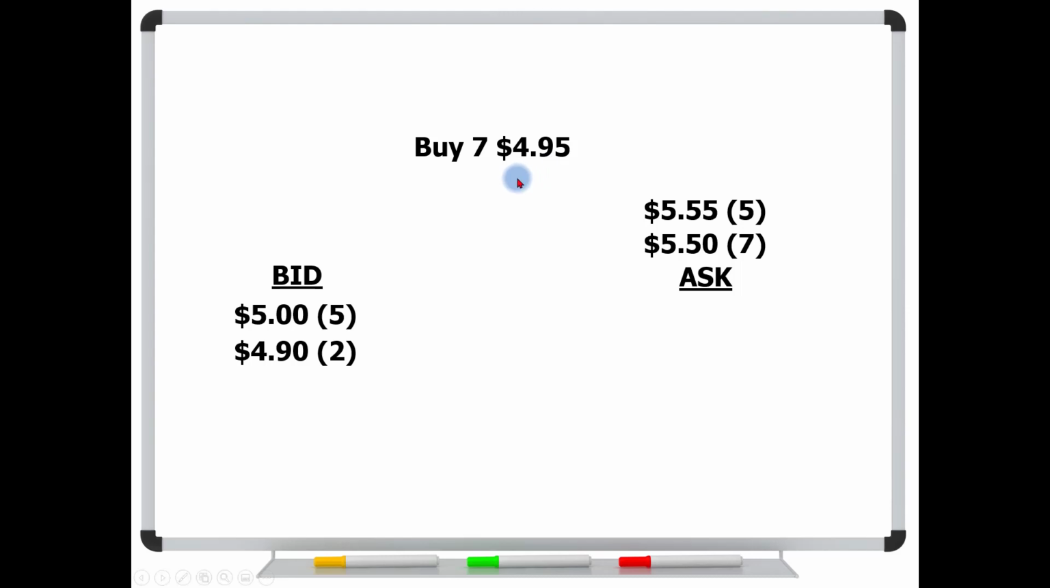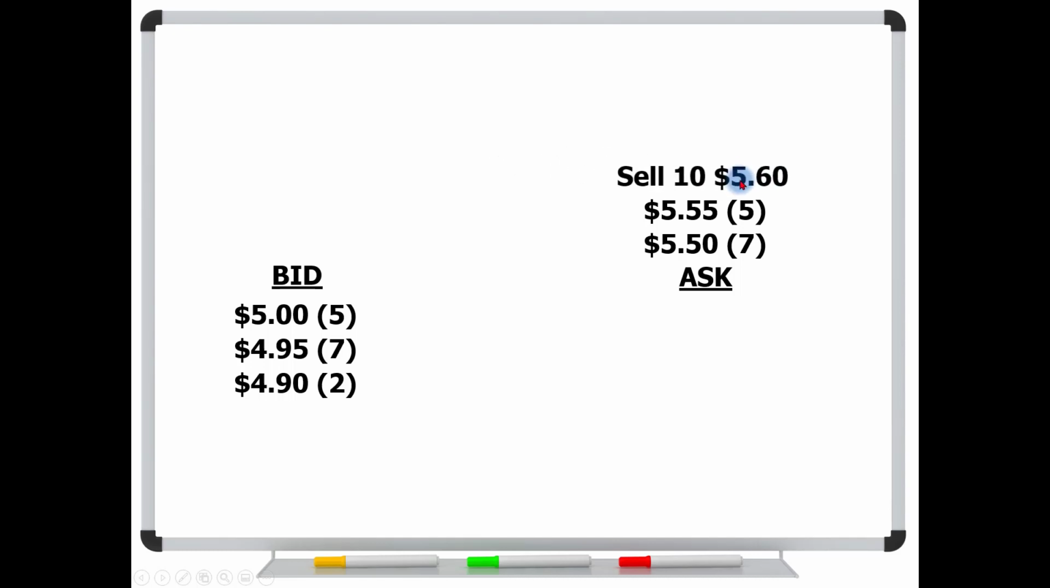Now let's say a new order comes in, another trader to buy 7 at $4.95. $4.95 is stronger than $4.90, but it's not as good as 5. So he's going to get wedged between these 2 orders. Right there, it's going to show $4.95 for 7. Another trade comes in, sell 10 at $5.60. He's going to go to the top of the stack. He is the highest selling order, at least so far.